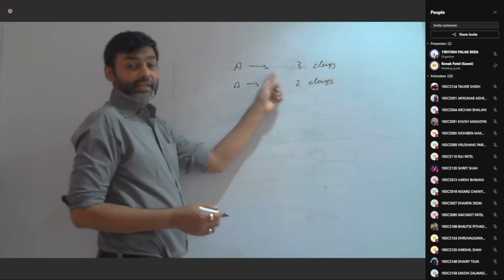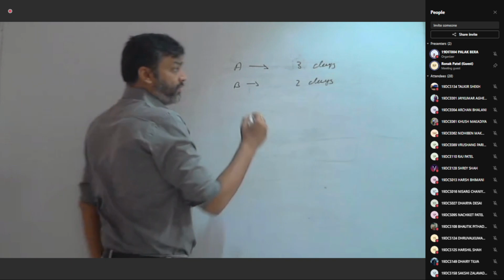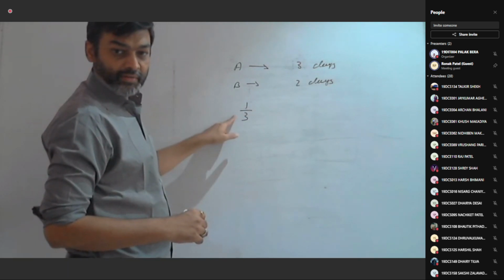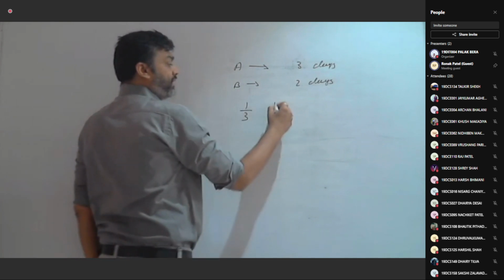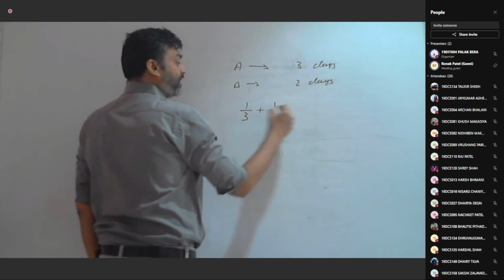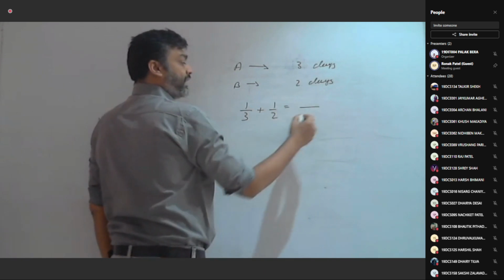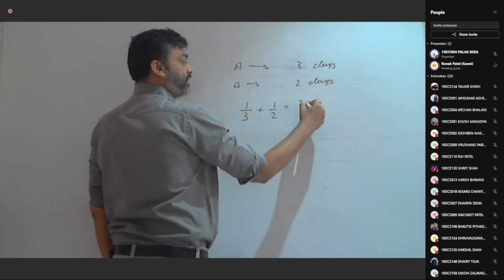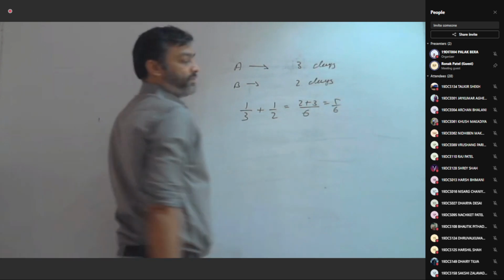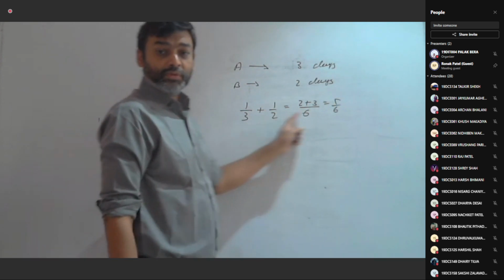Suppose a person can complete a work in 3 days. So in 1 day he can do 1/3 of the work. This is the work done by A. In the same way, the work done by B is 1/2. Together, how much work can they complete in a day? Taking LCM 6, it is 2/6 plus 3/6, that is 5/6. This is the work done by both of them in 1 day.